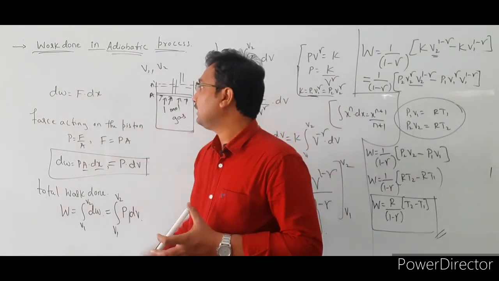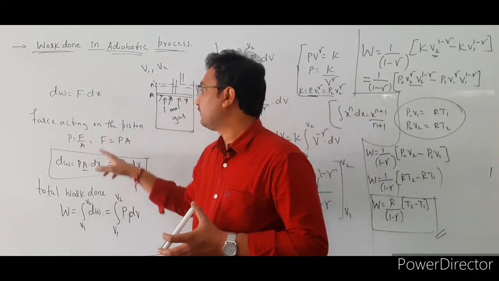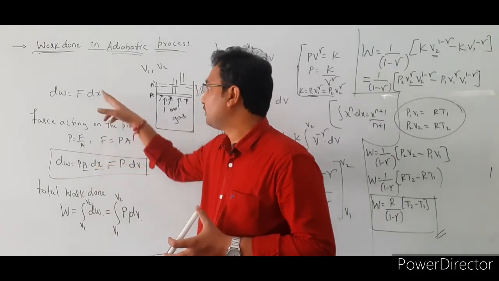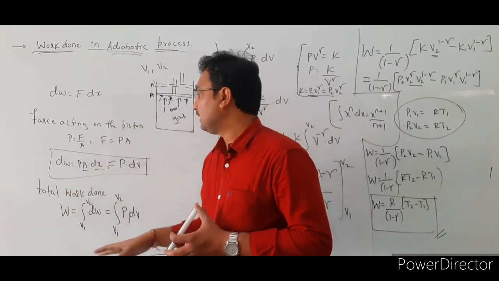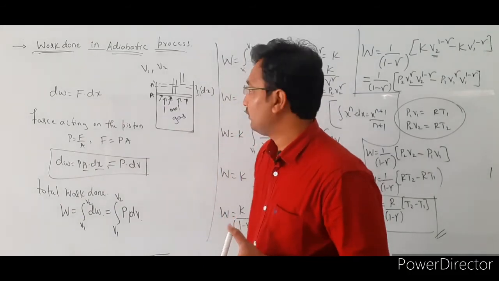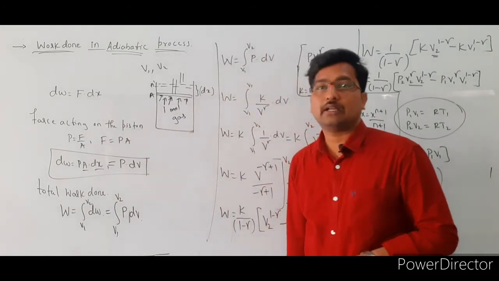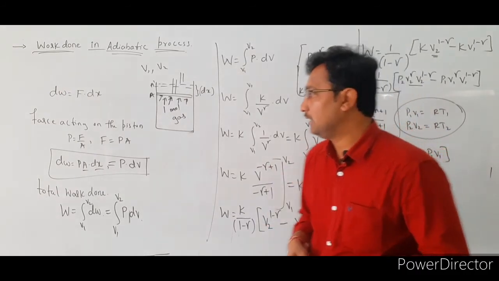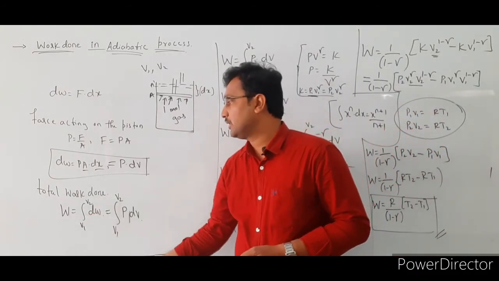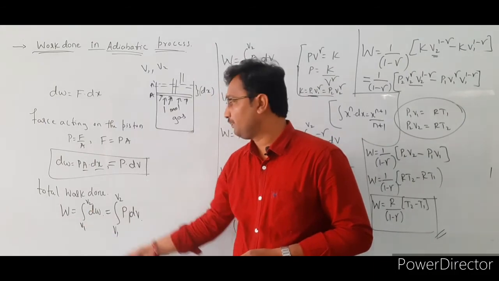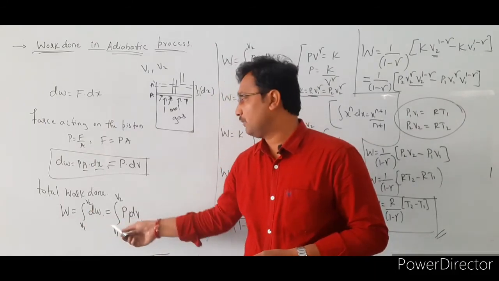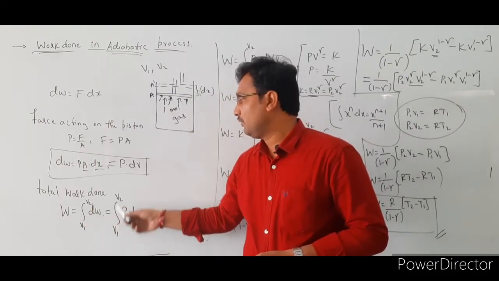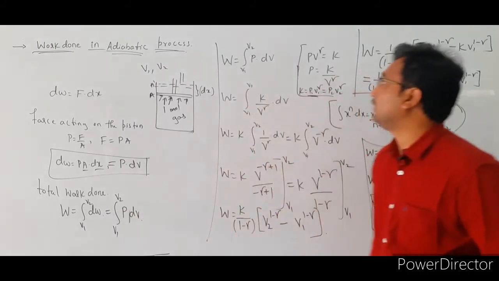So already we know that the force acting on the piston is force equal to pressure into area. Substitute this one, we will get the small work done is P into dV. So next we are going to find out what is the total work done to change the volume of this cylinder from V1 to V2. Then total work done is W is equal to integration from V1 to V2 with respect to dW. Substitute dW value here, integration from V1 to V2 of P into dV.